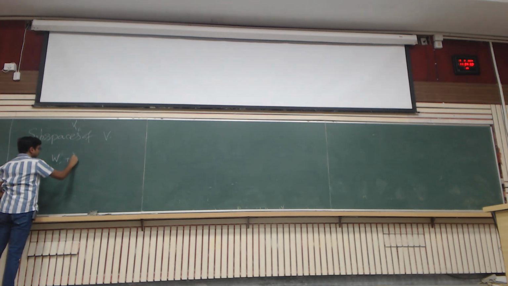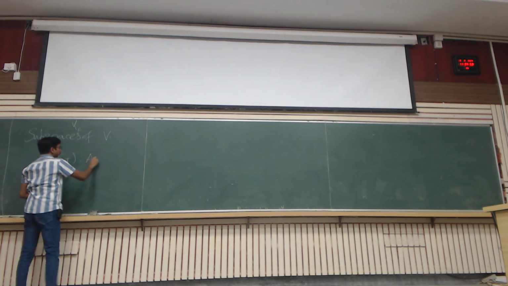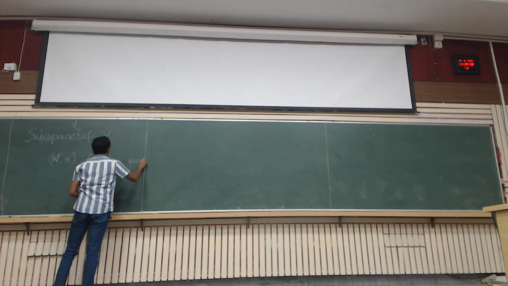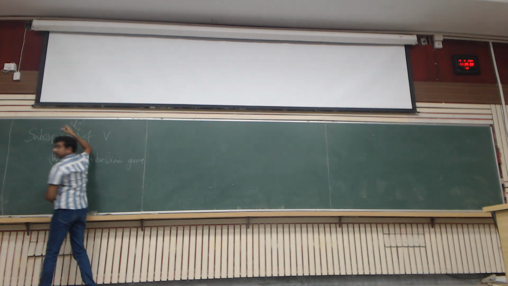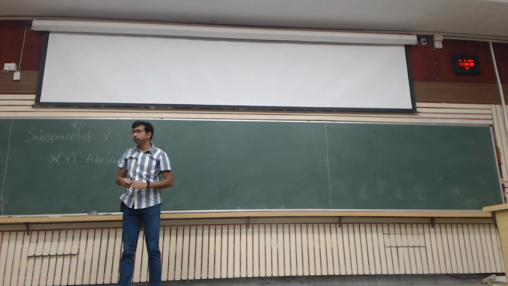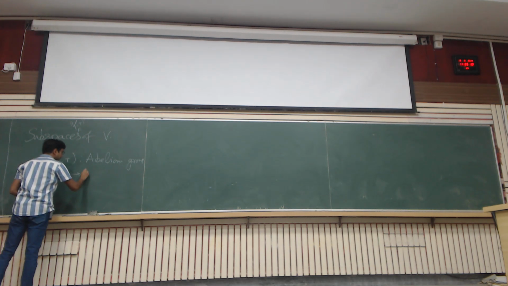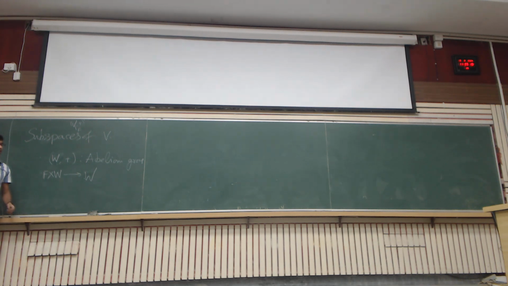One is that W with plus is an abelian group. The same plus that makes V an abelian group also makes W an abelian group. And then W is closed under scalar multiplication by elements of F. So closure under scalar multiplication and closure under the group law of addition makes this a subspace.